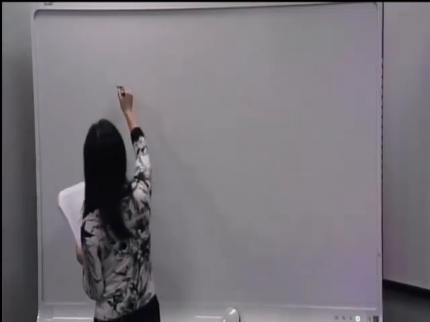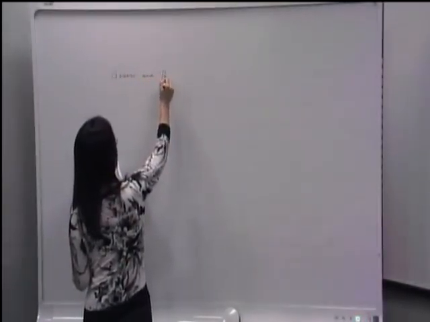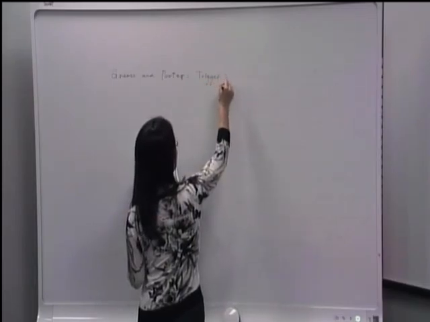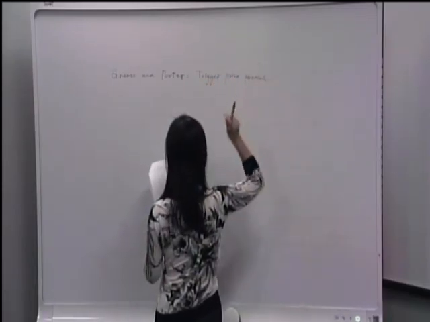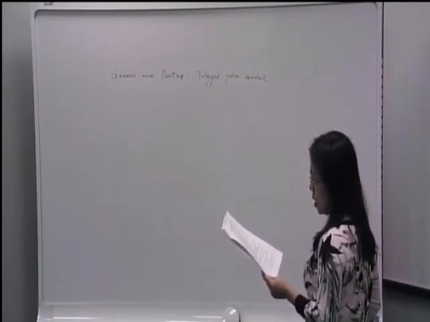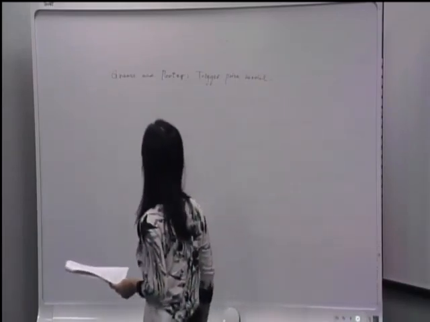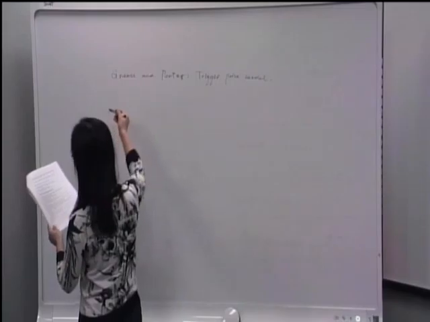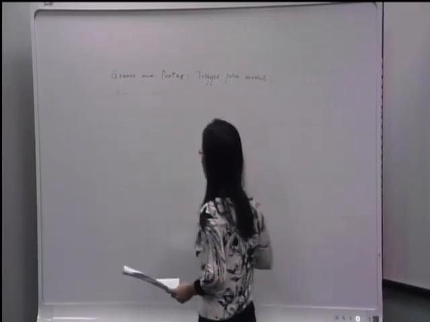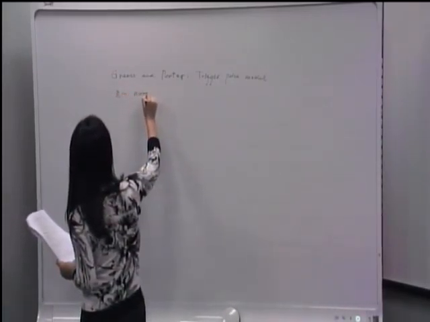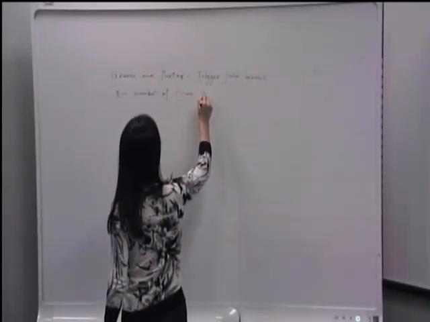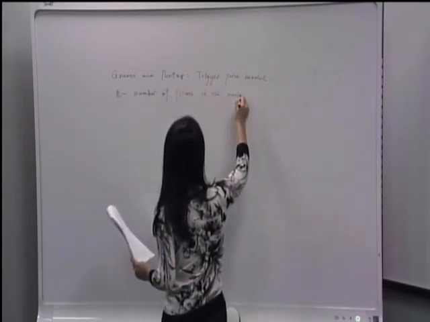The two people who came up with it are called Green and Porter. They came up with this trigger price model to deal with uncertainty in demand. There are several things you need to know in order to use this model. First is N. What is N? It's the number of firms, the number of players in this market.